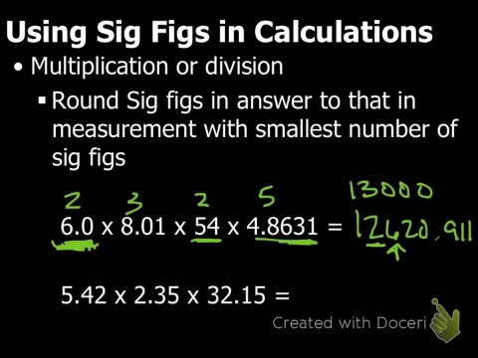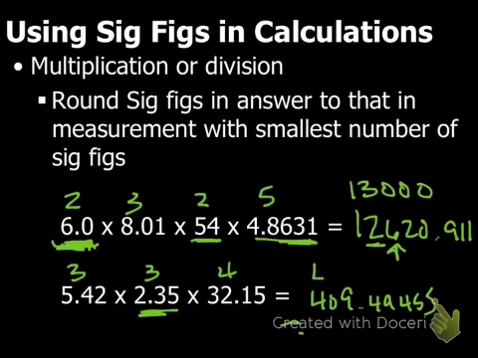For my next one, this first one has 3 sig figs, and 4 sig figs. So when I multiply that out, 2.35 times 32.15, I get 409.49455. Because my least precise measurement had 3 sig figs, my answer has to be rounded to 3 sig figs. So I'm going to round this to 409, and that would be my answer that I reported.